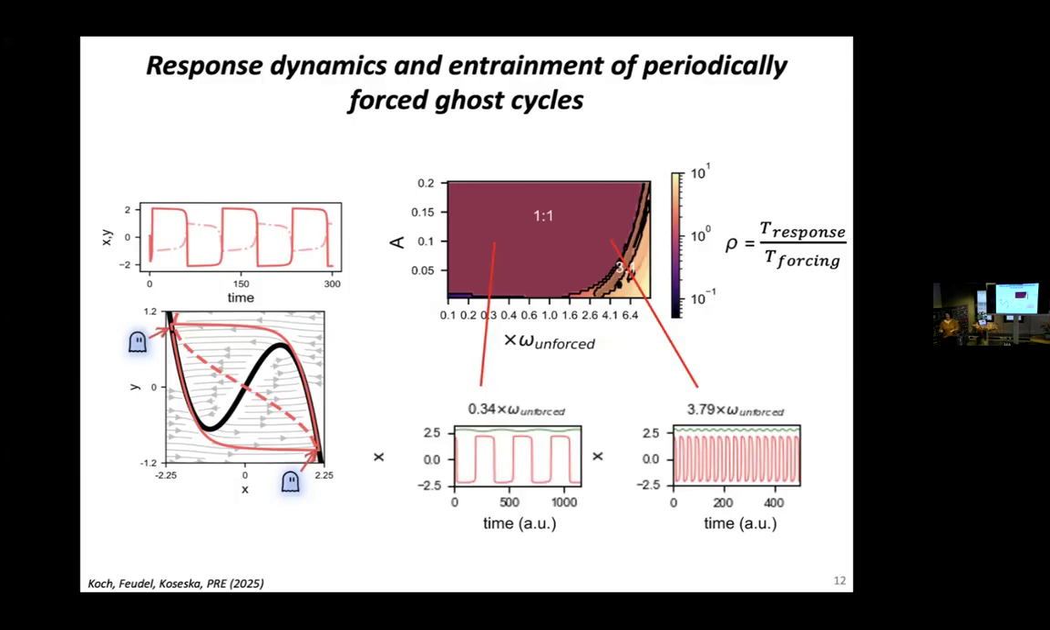Classically, when you calculate the entrainment of any limit cycle to different forcing frequencies, you have very narrow and very defined Arnold tongues. But in this case, because the landscape of the system changes, the system can entrain one-to-one for a broad range of frequencies. As two examples, they are an order of magnitude different from the intrinsic frequency of the system.